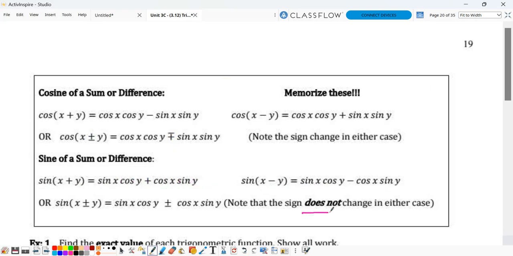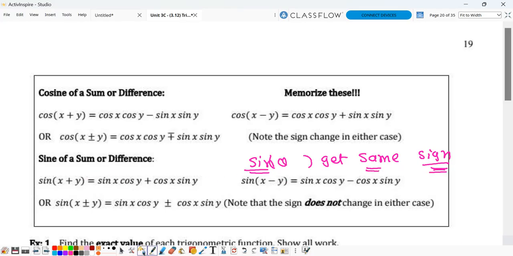Now the difference is the sine. The easiest way to memorize: sine gets the same sign. Sine theta gets the same sign, unlike cosine, which gets the other sign. Sine gets the same sign. That means if it is a plus, plus; if it is a minus, minus.